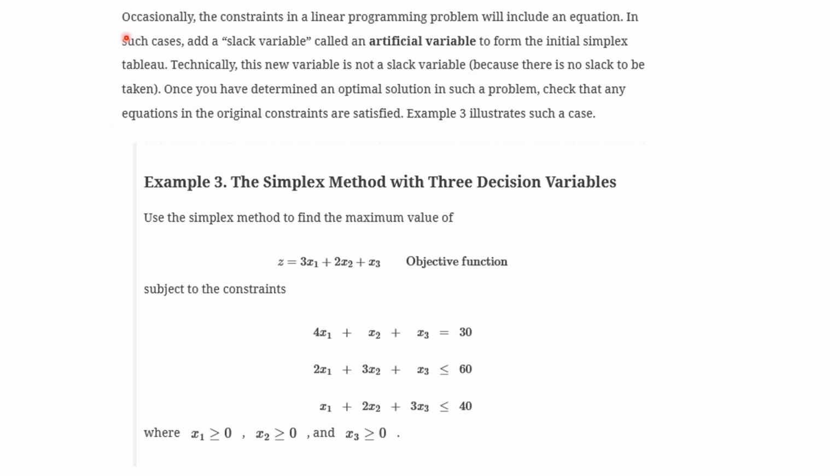Now, occasionally, the constraints in a linear programming problem will include an equation. And in this case, the slack variable is called an artificial variable, and technically it's not a slack variable. And so once you've determined an optimal solution to such a problem, check that the equations in the original constraint are satisfied. And example 3 illustrates such a case. So here we have the problem. Here's our objective function. Subject to these constraints, you notice that one of these is an equality, and x1, x2, and x3 are all non-negative.